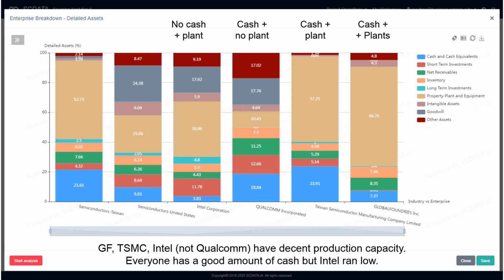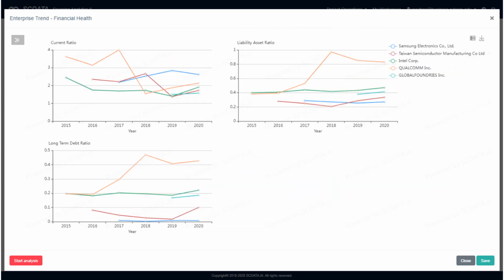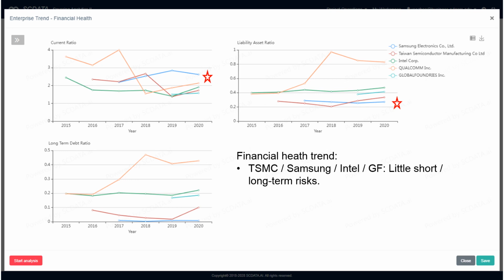GlobalFoundries has the highest property, plants, and equipment. It has been building up a strong production capacity. The company also had a good amount of cash. The trend analysis reveals these companies' financial health over time. We can see that over the recent years, TSMC, Samsung, Intel, and GlobalFoundries had little short-term and long-term risks, and thus excellent financial health and stability.